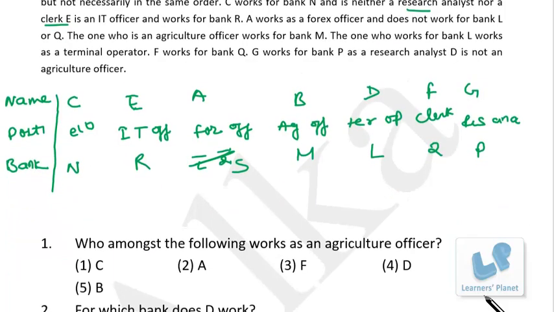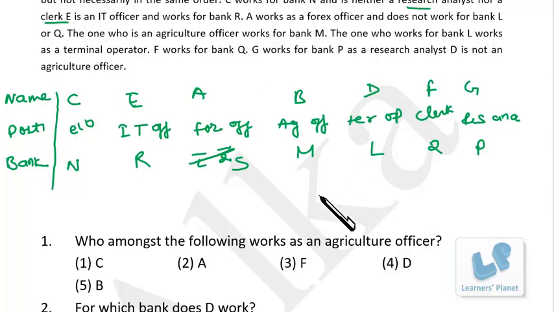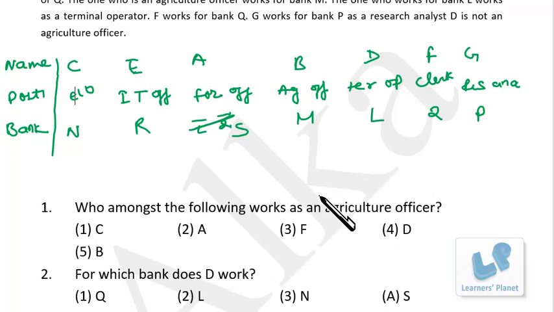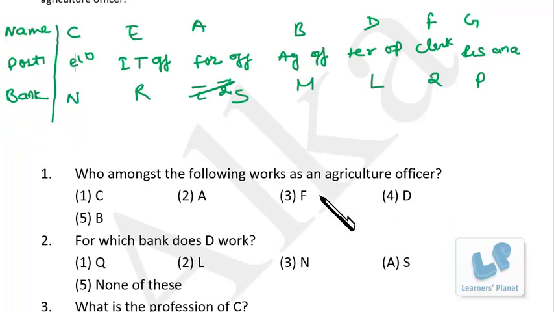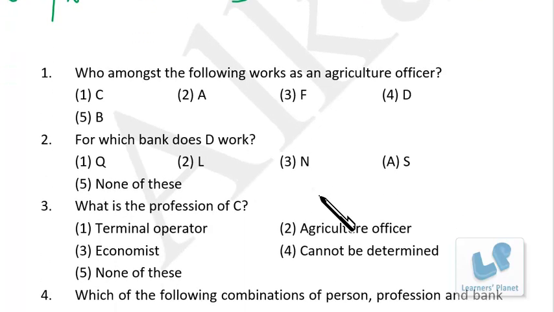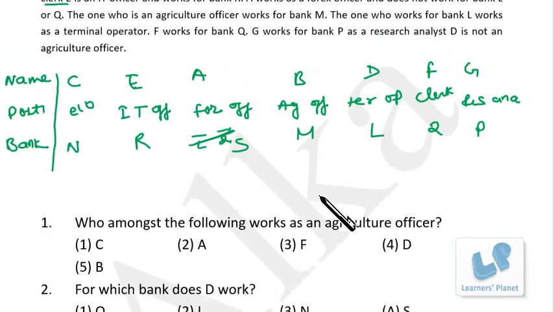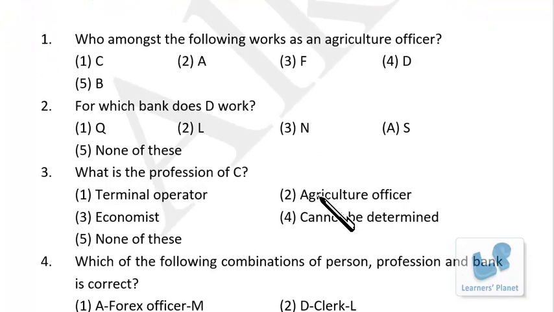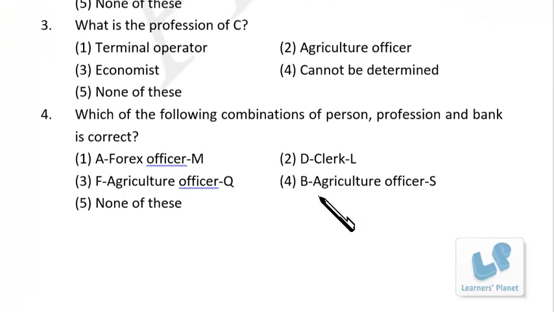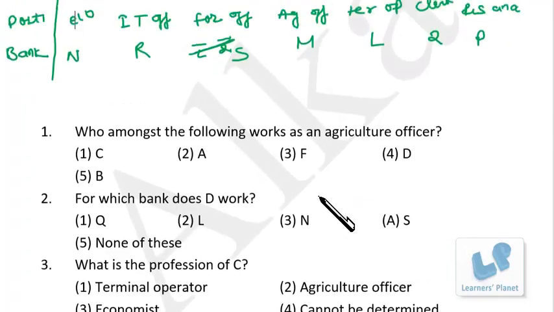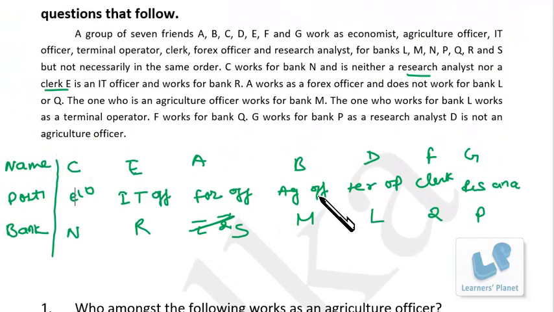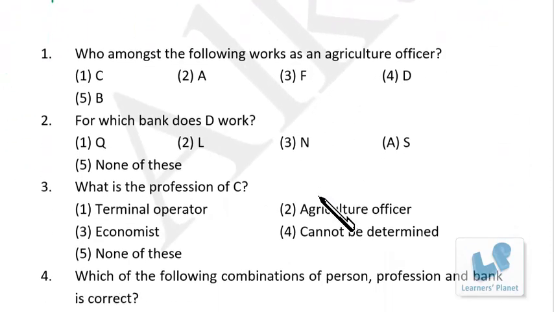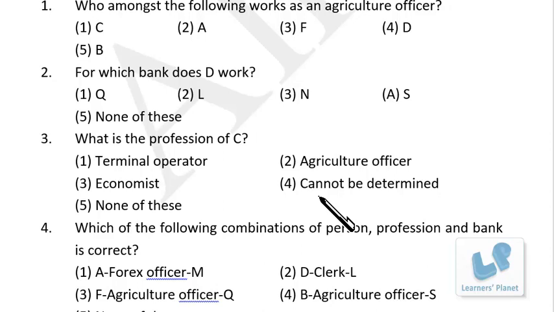Who is agriculture officer? So that is B. For which bank does D work? That is bank L. What is the profession of C? So that can be answered, economist, right? All the questions can be answered. 4 questions are there. I hope you are clear. Just pause the session, look at the 4 questions and answer them.